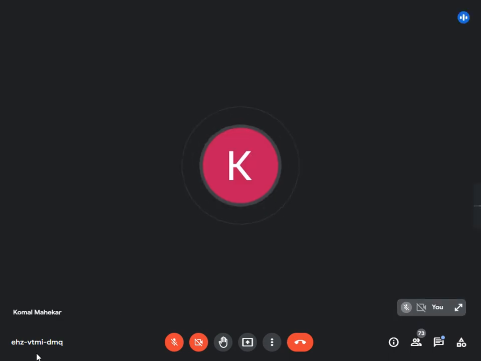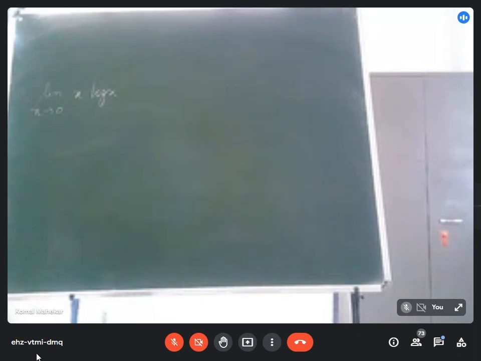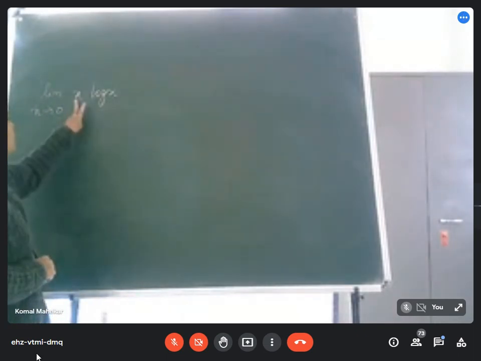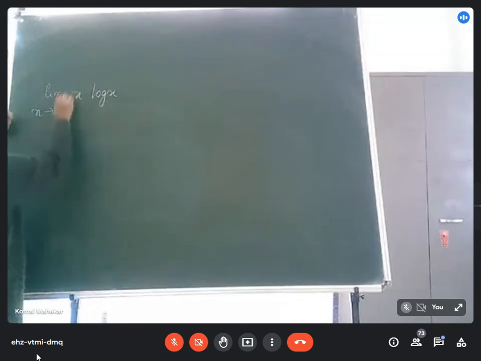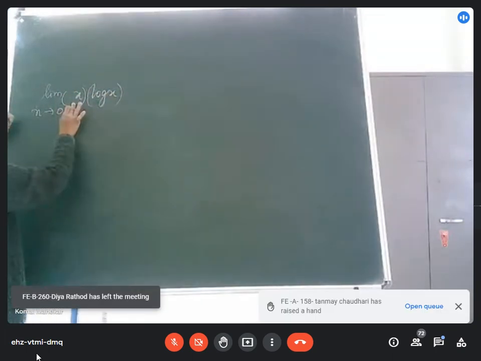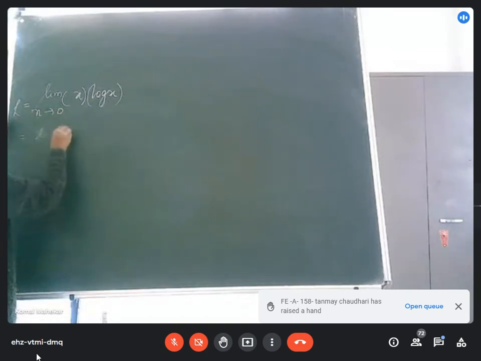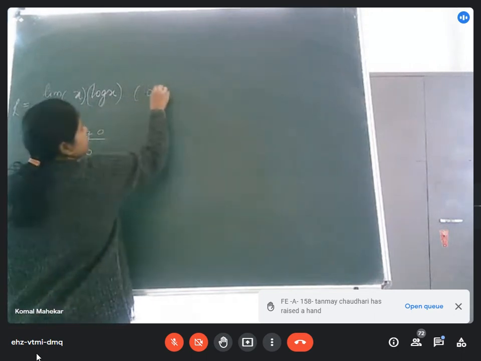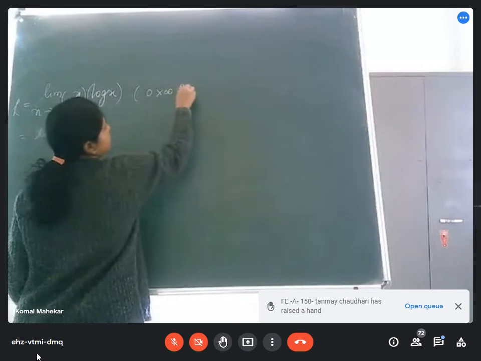Limit x into log of x as x tends to 0. How to evaluate this limit? Now see here, if I apply the limit, there are two functions. One function is this f(x), second function is g(x). So to evaluate the limit, if you apply the limit x tends to 0, this is 0, and log of 0 is infinity. So this is 0 into infinity form.